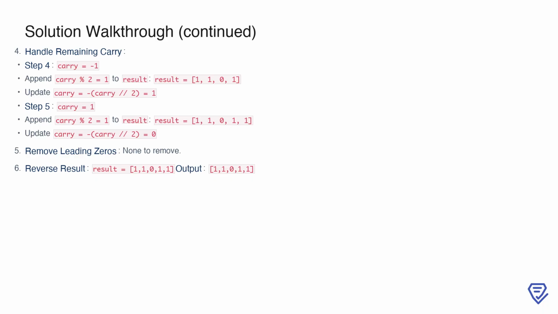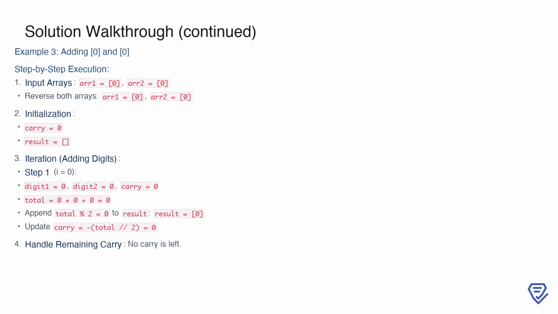This is the final output for this example. Let's now look at a simpler case, adding ARR1 equals 0 and ARR2 equals 0. Reversing both arrays keeps them the same, ARR1 equals 0 and ARR2 equals 0. We initialize carry as 0 and an empty result array.